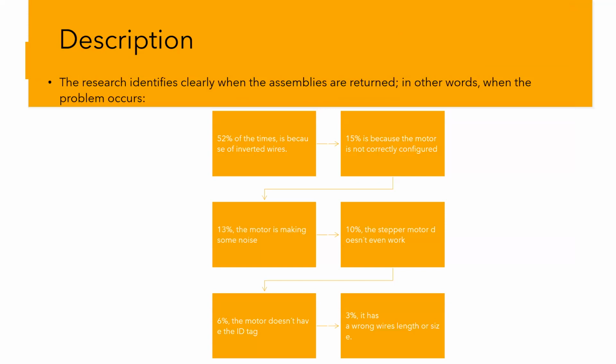In this research, we identified when the problem occurs. 52% of the times these assemblies are returned because the wires are inverted. 15% are returned because the motor is not correctly configured. 13% is because the motor is making some noise. 10%, the stepper motor doesn't work. 6%, the motor doesn't have the ID tag. And 3% of these stepper motors are returned because they have the wrong wire length or size.